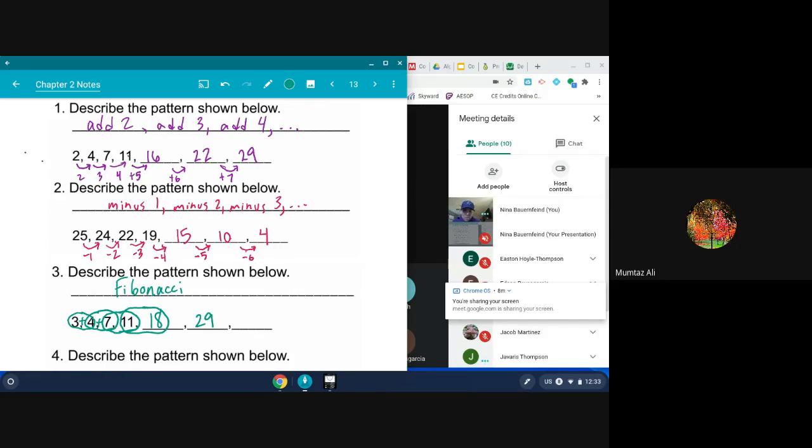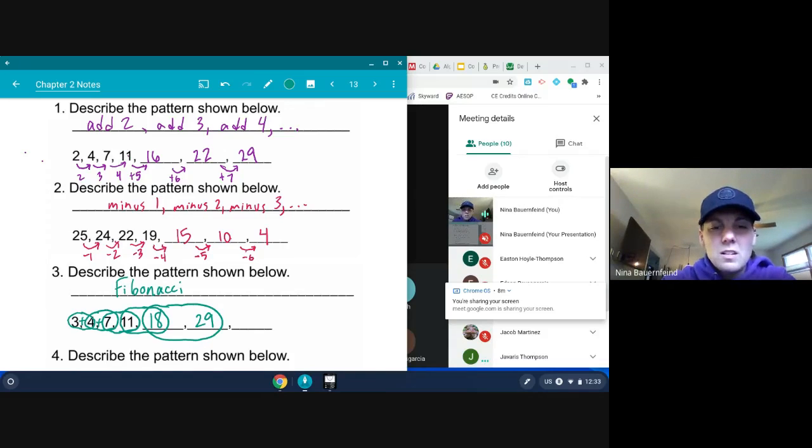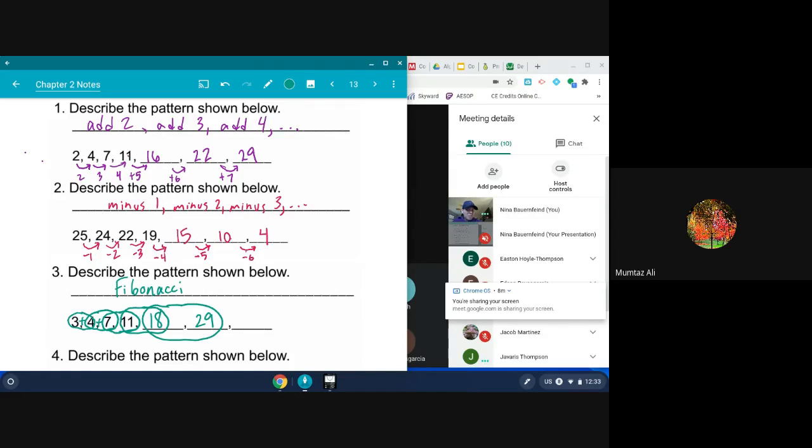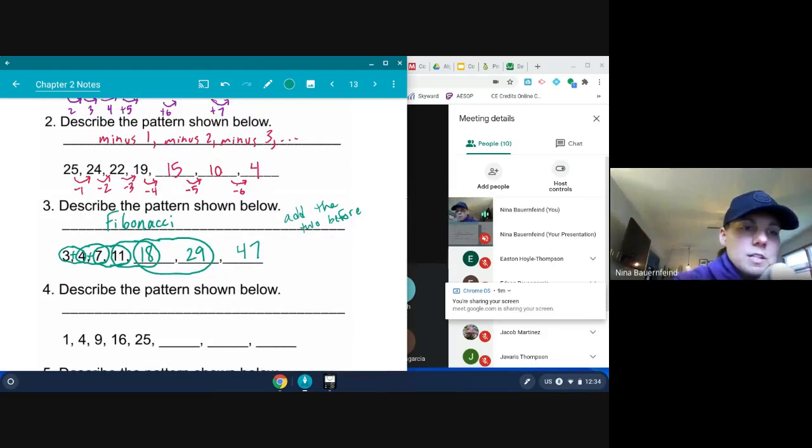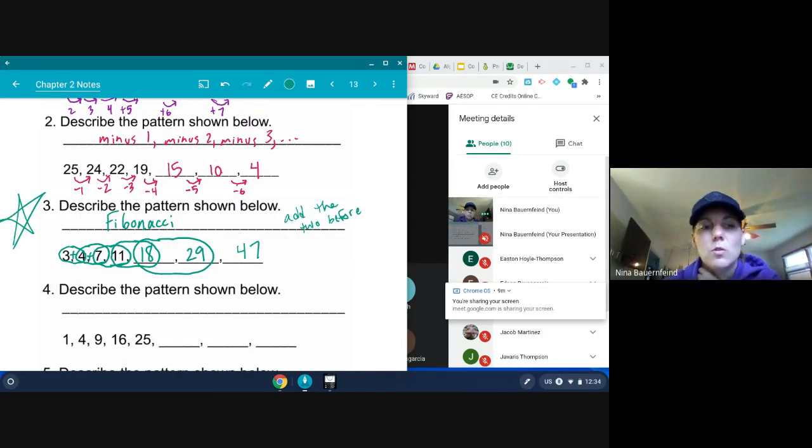And then here gives us the next one. 29. Got it. And then this one, you guys know that one? 47. That one's a tough one. So Fibonacci, the way you would explain that is add the 2 before. If you add the 2 before, it'll give you the next one. That's what Fibonacci means. This one is a hard one for students usually. That's one of the more difficult ones.